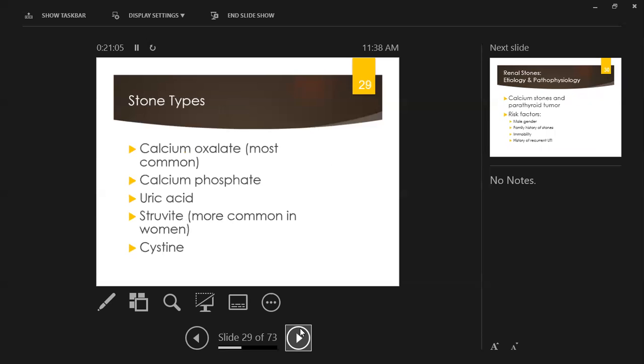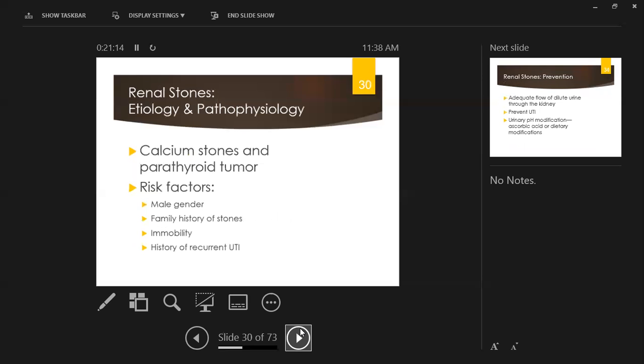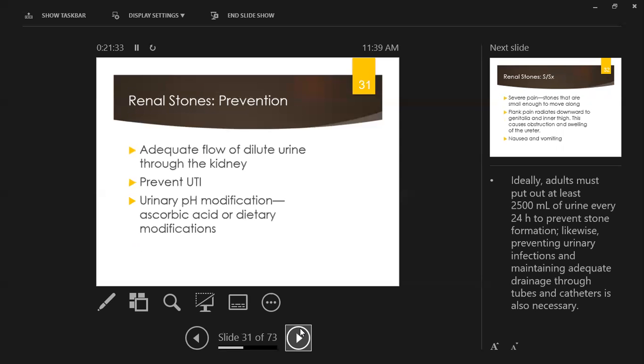So we already talked about some of these. Calcium oxalate are your most common stones. You also have calcium phosphate, uric acid, struvite, and cystine stones. Renal stones, cause and pathophysiology. Calcium stones are really common and they're caused by a parathyroid tumor or increased production of calcium, increased serum calcium. Being male, having a family history, being immobile, or having a history of recurrent UTI will put you at increased risk for renal stones.